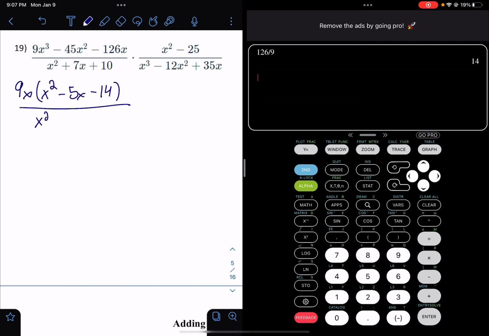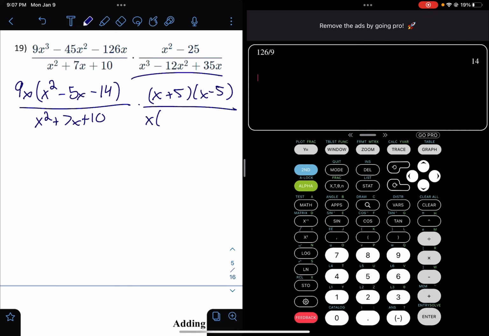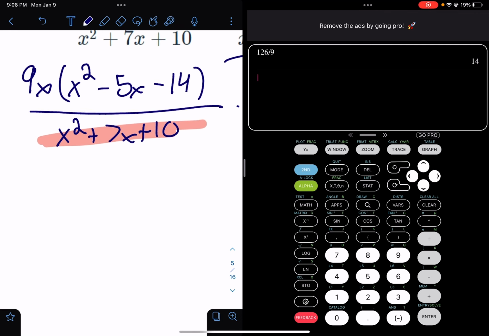Let's see, I'll just rewrite this as to not confuse anyone. Times, and then we could factor this guy on top, I guess. x plus 5, x minus 5. And then on the bottom here, I got to take a GCF out as well, of just x. So I get x squared minus 12x plus 35. And then these trinomials, I have to go ahead and factor further. So we're actually going to have to write this again.